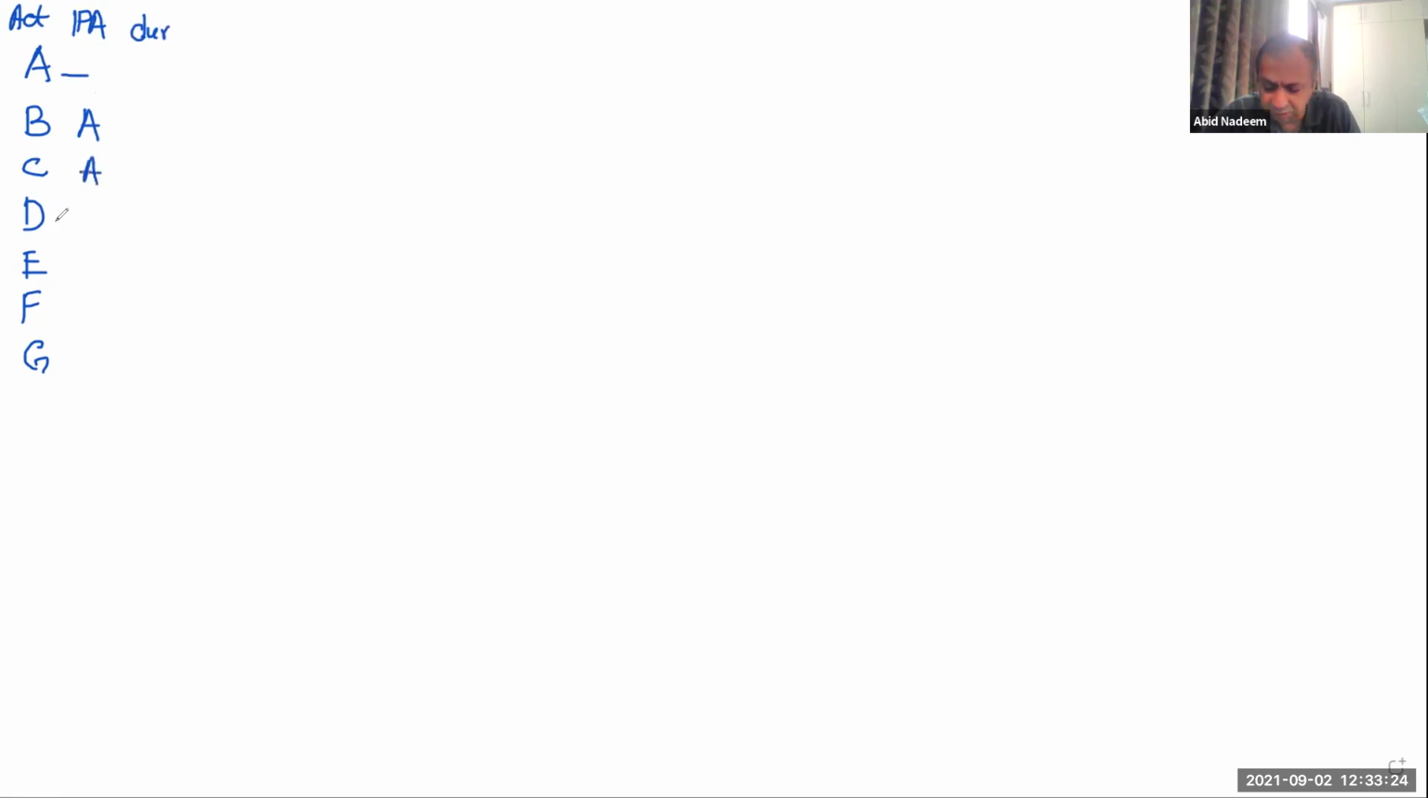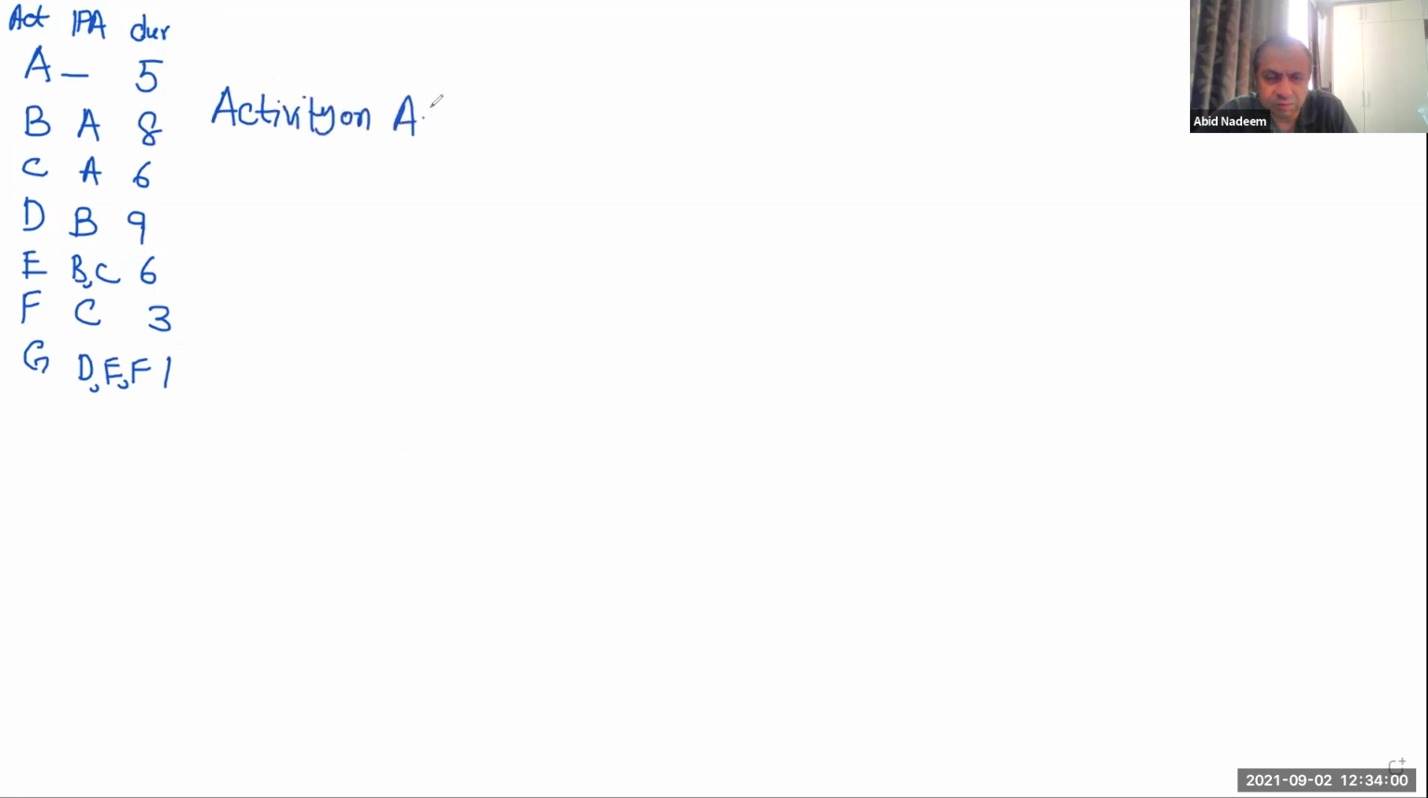Okay, I will draw the same network by the activity on arrow approach. A, B, C, D, E, and F. And the durations are the same. I'm using the same data: 5, 8, 6, 5, 8, 6, 9, 6, 3, and 1.